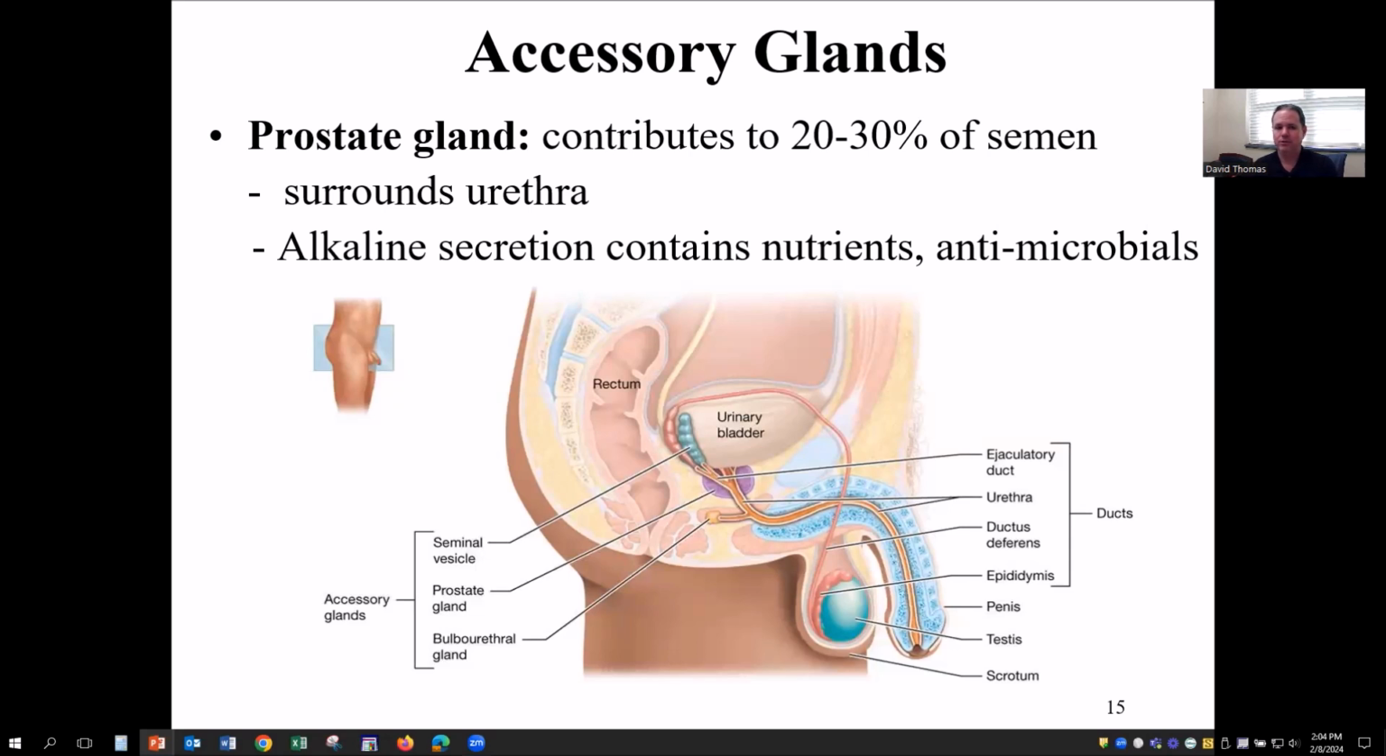So the next gland I want to mention a few things about is the prostate gland. You can see it on the diagram here, highlighted in purple. It surrounds the urethra. It's about the size of a walnut, and it contributes about 20 to 30% of the composition of semen. It is an alkaline secretion as well, and that just means it's more basic in pH, and so it helps to balance the pH of the sperm cells, making sure that they have the proper pH and the proper nutrients. It even has some antimicrobial properties, and again, that helps protect those fragile sperm cells.